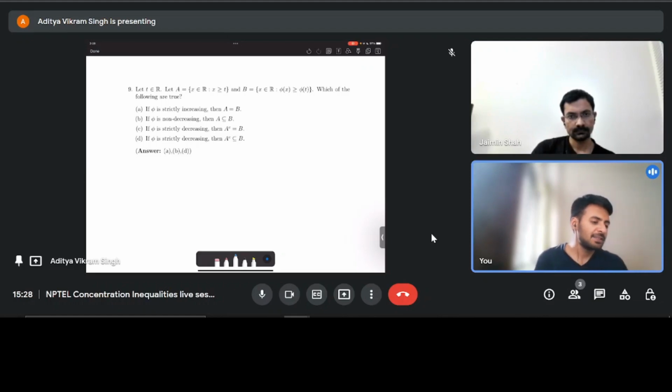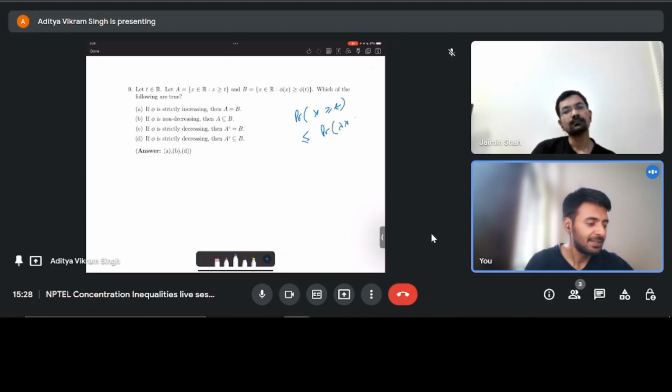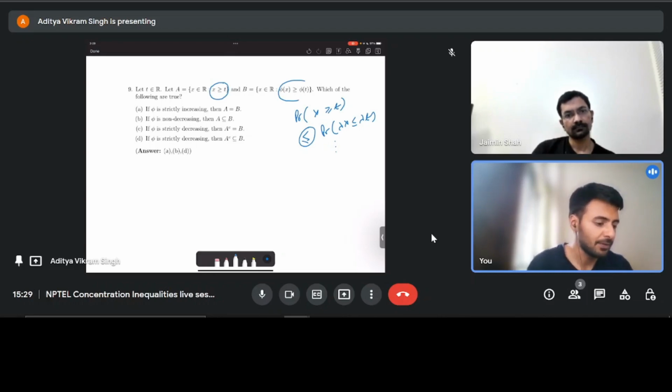Okay, so this is just for that part where we go from probability of x greater than or equal to t is less than or equal to probability of lambda x is less than or equal to lambda, like the arguments which we did for Chernoff bounds. The basic question is why less than or equal to and why not equal to. So we have the set of all x which are greater than or equal to t, and we have another set of all x where phi x is greater than or equal to phi t for some function phi, and then we have to say which of the following are true.